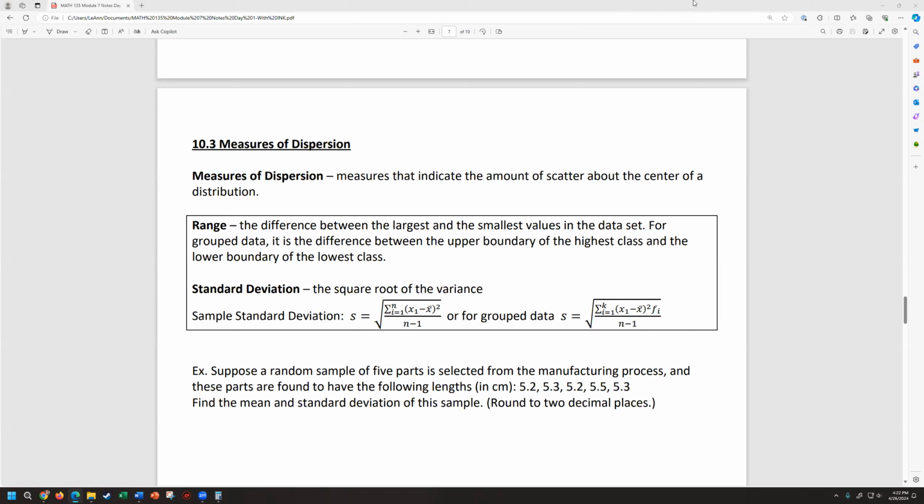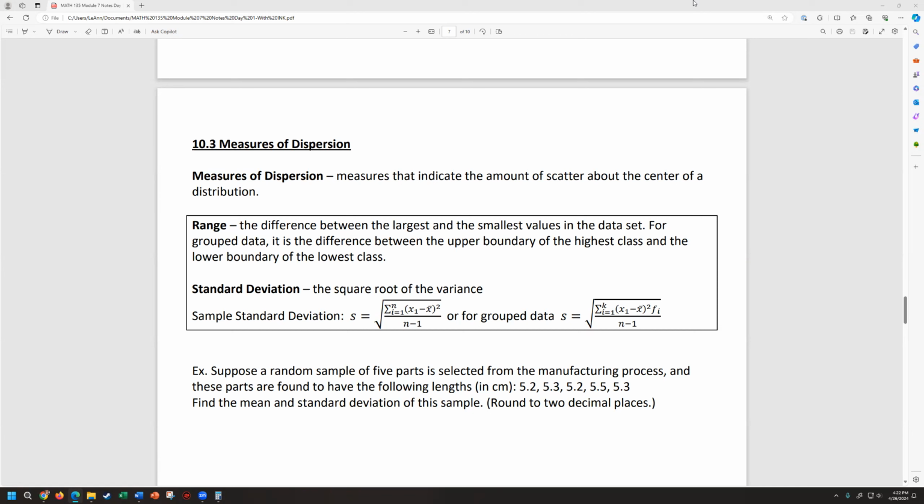Range, which is one of the least interesting. It is just the difference between the largest number in your set and the smallest. So how far out is it between the lowest and the highest? Now that just tells you smallest to highest. So that just tells us that difference.